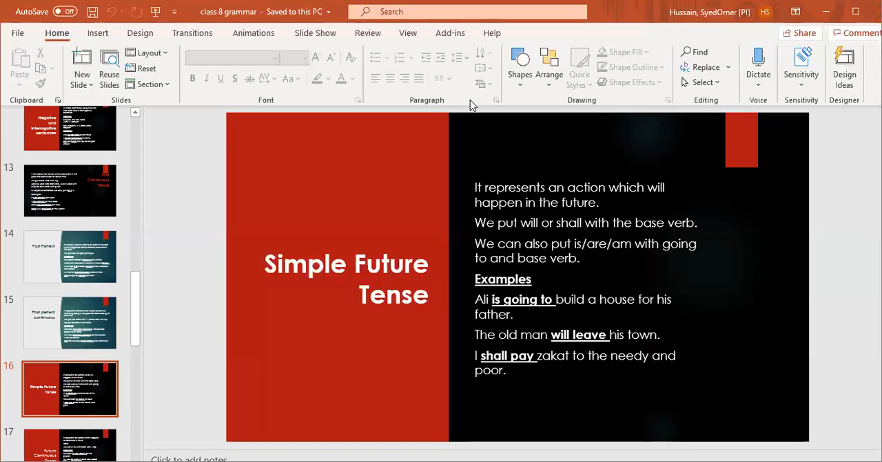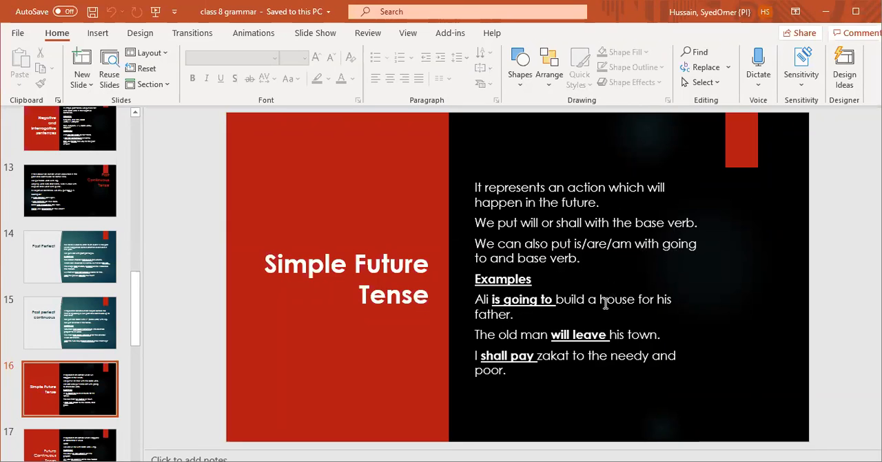Wherever there is obligation, like should. Okay, the past tense of shall is should, and we put base verb with it. Will, shall with the base verb. And another way of using simple future tense is to put going to with base verb.